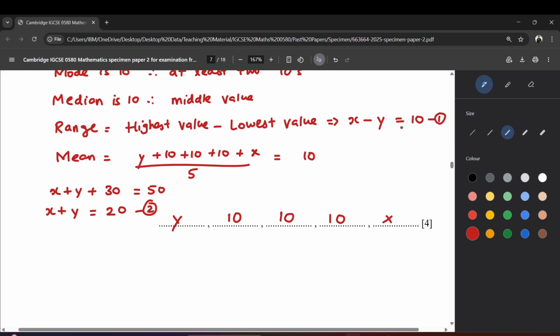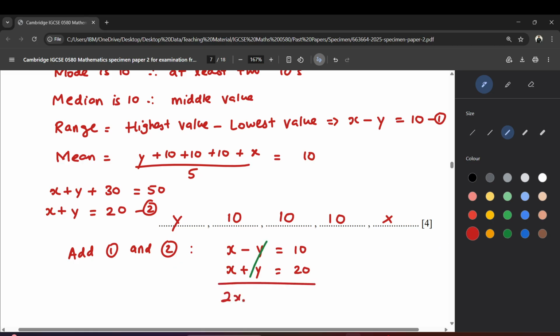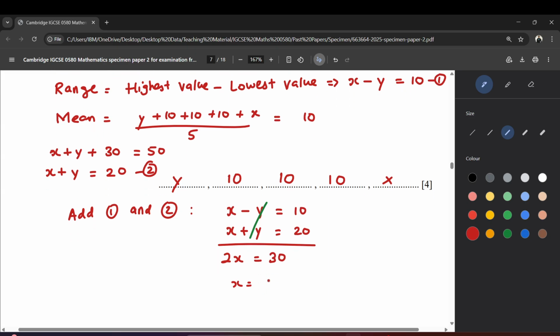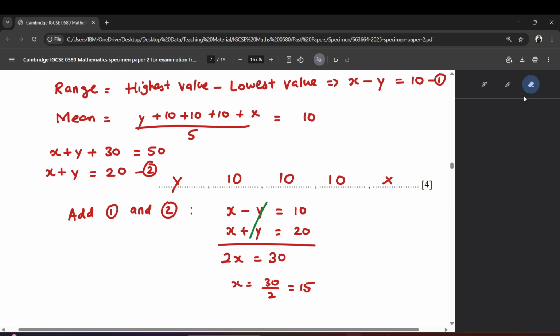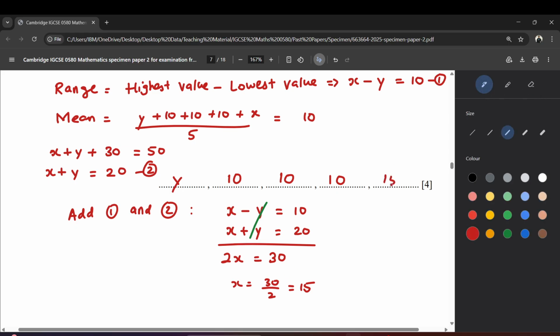So I have two equations. If I add 1 and 2, what's going to happen? Let me write this down. I have x minus y equals 10, and I have x plus y equals 20. So y and y will cancel. x plus x will be 2x, and 10 plus 20 will be 30. So x is equal to 30 upon 2, which is equal to 15. So that's good news, right? I've found a positive integer. So x is 15.